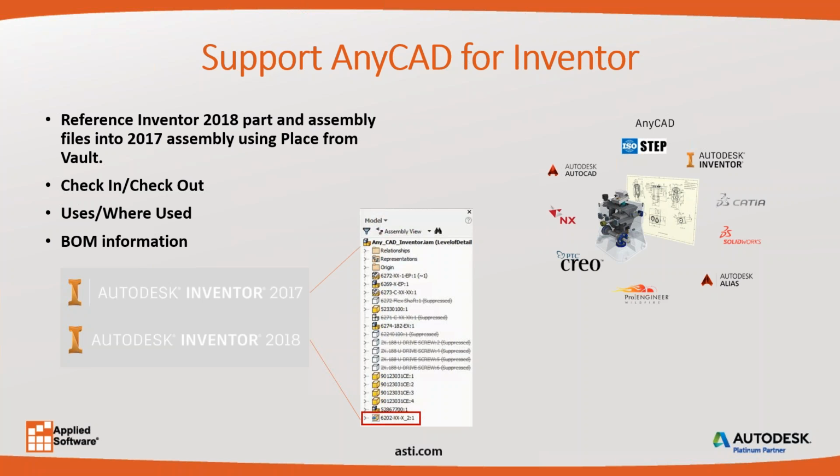Vault 2018 as well as Vault 2017 Update 1 does support such capability by allowing you to place from Vault an Inventor 2018 part or assembly file in an Inventor 2017 assembly file, and supporting all data management tasks like check-in, check-out, uses and where used, as well as extracting BOM data and using this in Vault item management. So that's a nice feature that we have.